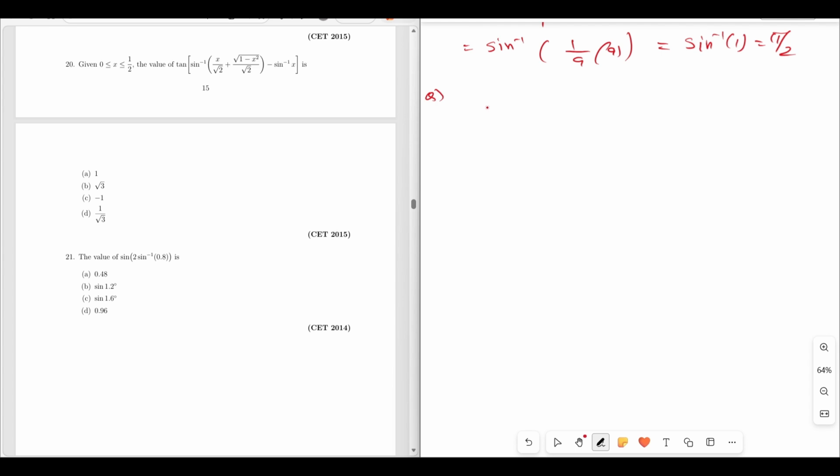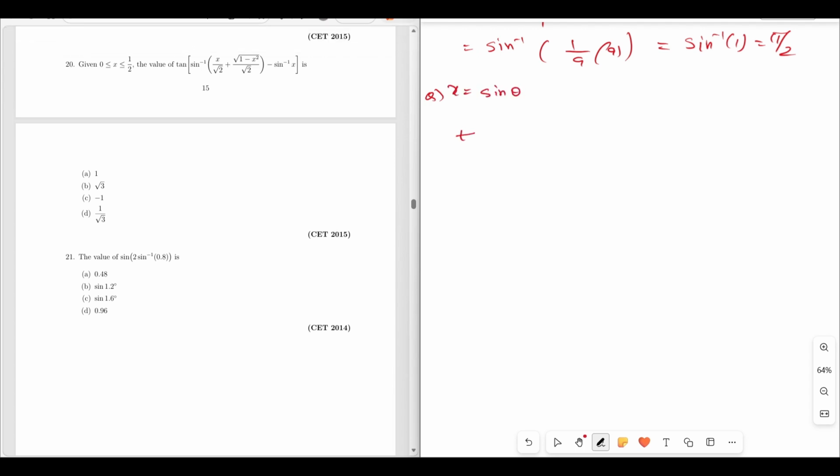Tan of sine inverse x by root 2 plus root 1 minus x square whole divided by root 2 is minus sine inverse x. So they're basically asking you to find out the value for the given expression. So now what we will do, we will consider the value of x as sine theta. Then what we'll be getting, put x is equal to sine theta.